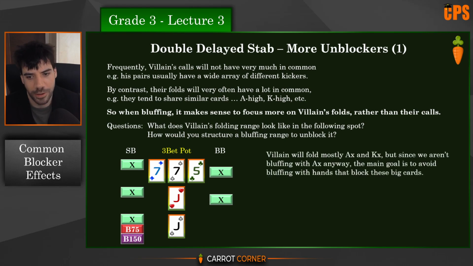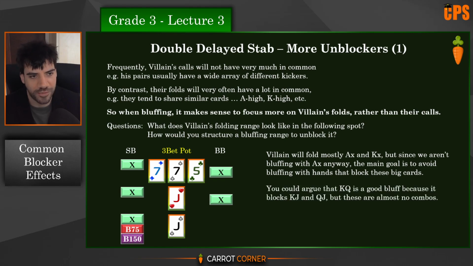Assuming you've done that, villain will be folding mostly ace-x and king-x on this node, although they will be calling some ace-x hands too. King-x is a good example of a pure folding combo in the big blind's range. But since we aren't bluffing with ace-x anyway, because it has too high showdown value, the main goal here is to avoid bluffing with hands that block the big cards. That means trying to not block the kickers that would go with the ace-x and king-x. Since this is a 3-bet pot, the ace-x and king-x kickers tend to be bigger in nature on average because people 3-bet more Broadway hands than they do random ace-x, although big blind does 3-bet a mixture, having quite a polarized range in position here.